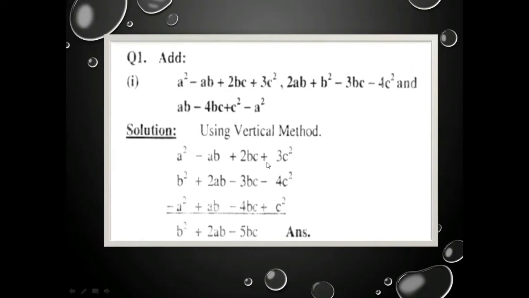In fourth column, we observe plus 3c square, minus 4c square and plus c square. Plus 3c square and plus c square will be added, giving answer plus 4c square, and minus 4c square is already given here, so they will be cancelled completely and their result is 0. So no need to write 0 over here. So the answer is b square plus 2ab minus 5bc.